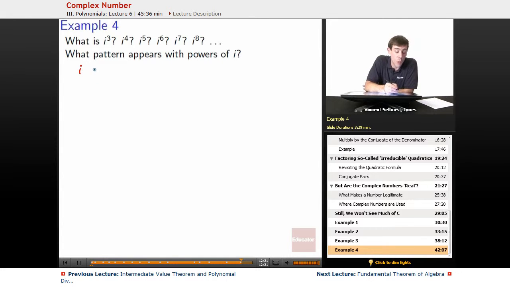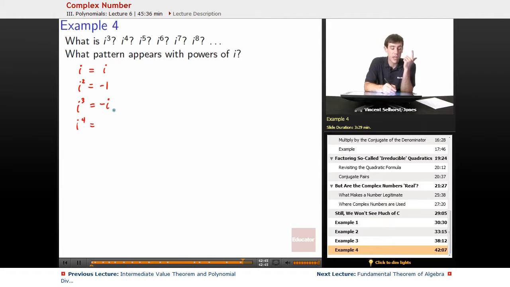So if we have i to the 1, just plain i, we have i, right? That's just what it is. What about when we have i squared? Well, by definition, that was -1. So let's see what keeps going as we up this up. i cubed, well, we multiply the one i by one more i, so we'd get -1 times i, or just -i.